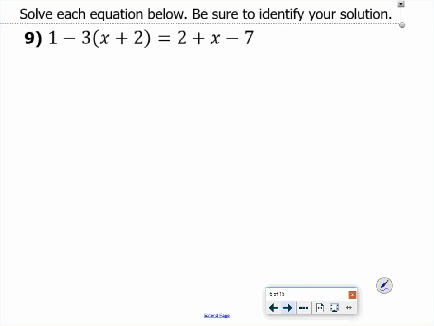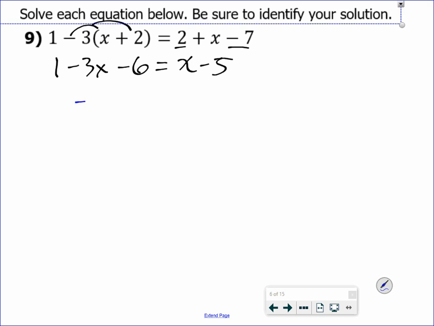All right, so number 9, let's see if we get one that we actually have to solve. So I distribute here, and I'll get 1 minus 3x minus 6 equals, combine like terms, and I'll get x minus 5. Combine like terms over here, and I'll get negative 3x minus 5 equals, let me just double check that I'm doing this right, equals x minus 5.